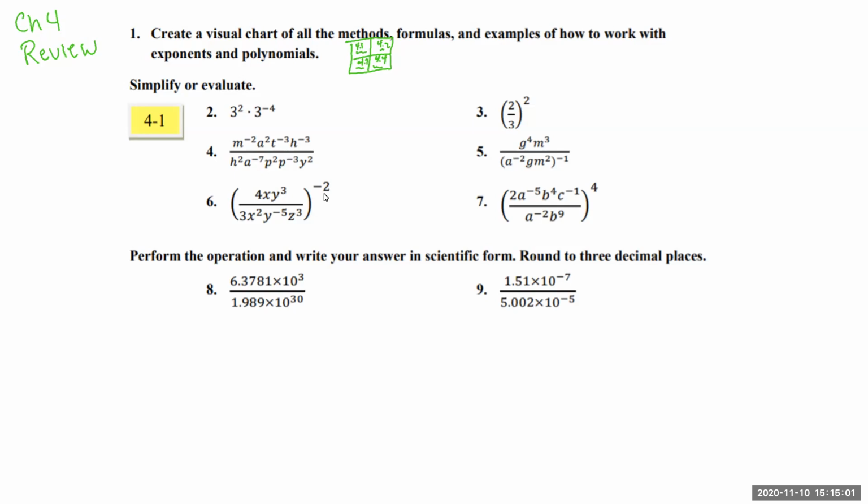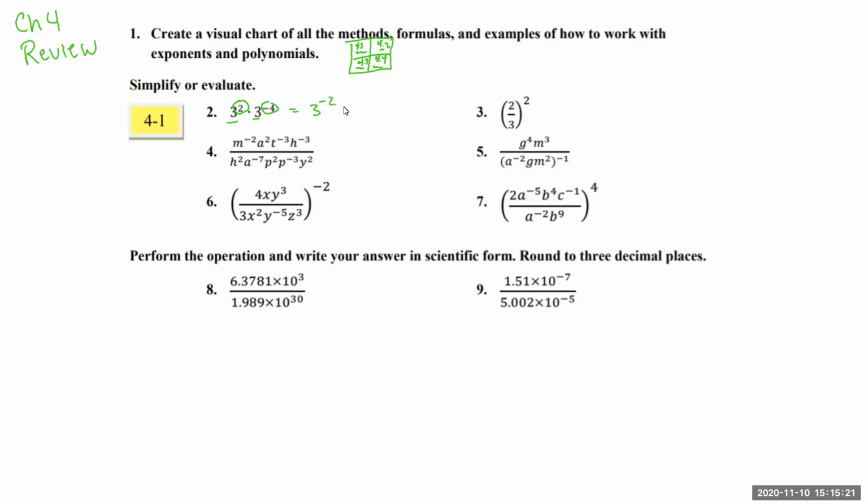Okay, so then going on to number 2, we're just going to do this rule, which, because we have the same bases, we can just add the exponents together because we're multiplying. So if we do 2 plus negative 4, that's going to be 2 minus 4. We're going to get 3^-2.